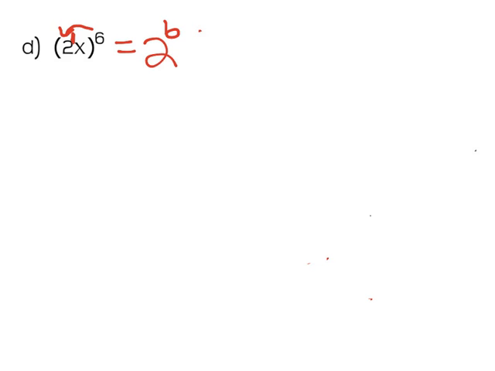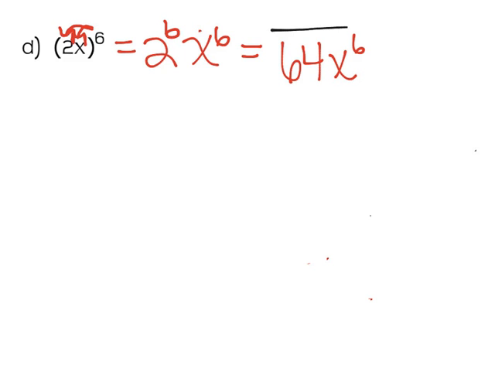Now that we have done that, we're going to distribute this same 6 to x to the 1st power, and we would end up with x to the 6th power. Of course, we'll need to take our calculator and actually determine a value for 2 to the 6th power to get the final answer. So 2 to the 6th power is actually 64, and then we already had the x to the 6th power. So that would be our final answer.